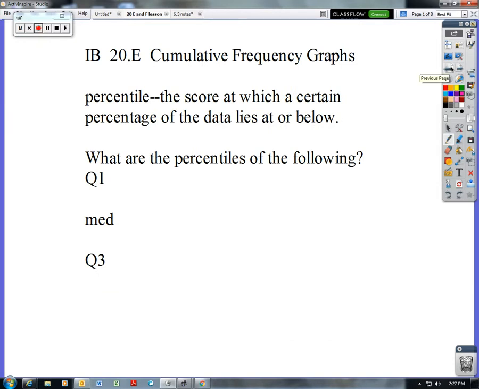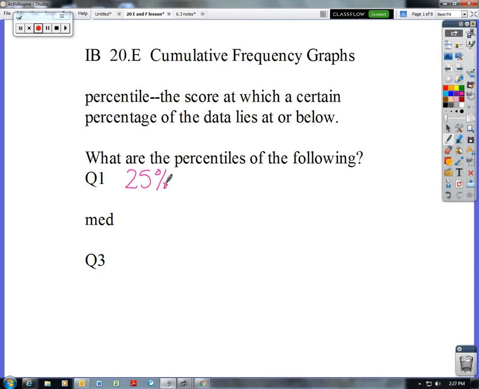So we'll start with, well, it's on cumulative frequency graphs. And we'll start by talking about the percentile, which, as I've written up here, is a score at which a certain percentage of the data will lie at or below. So if you're thinking about quartile 1, what percent of the data will lie below quartile 1? Well, that's going to be 25%.